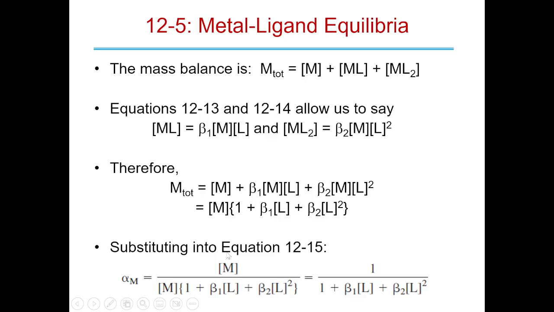Okay, we substitute that into our fraction equation. What we see is the metal terms actually cancel. And so the fraction of the metal is in ligand terms, and everything else is constants. Isn't that beautiful? Don't you love it when you have a fraction of something and it has no terms for that substance?